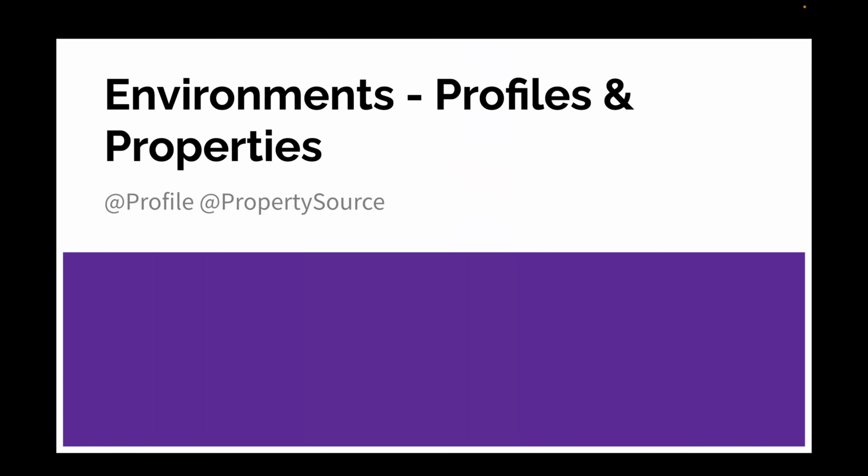So basically we are going to look at environment, which contains profiles and properties. Environment is an abstraction, and we use profiles and properties in order to configure the environment, and based on the environment we can choose specific beans or specific properties. So basically there are two annotations, the profile annotation and the property source annotation, which we will look at in this video.